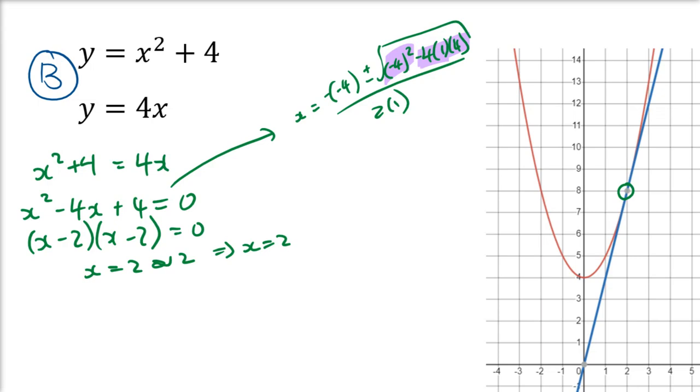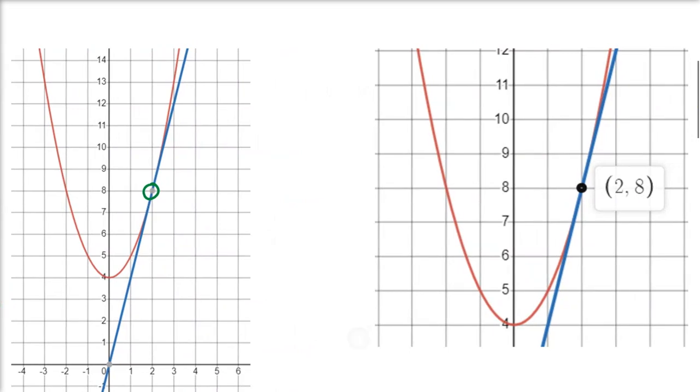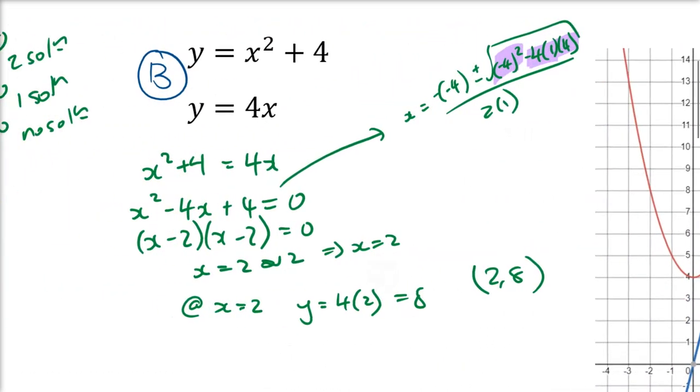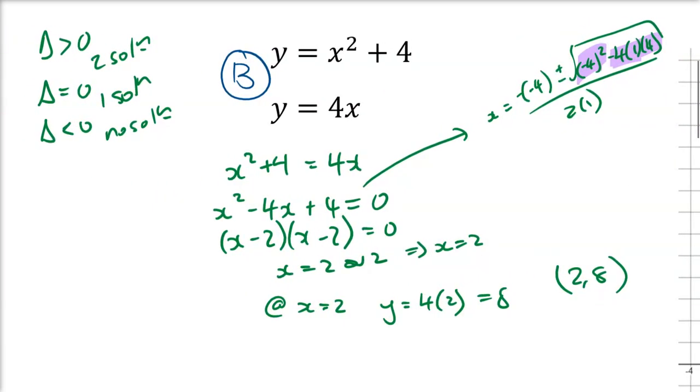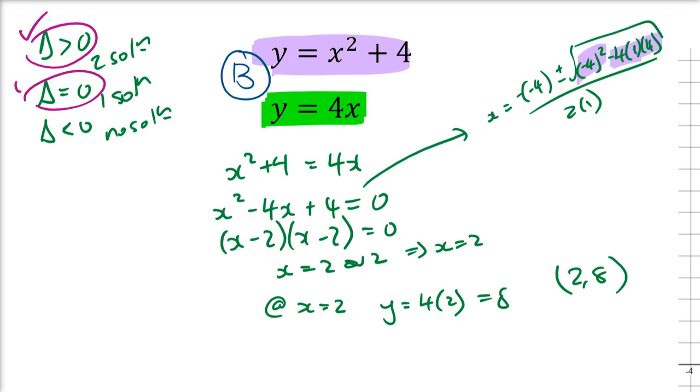Carrying on finishing this algebraically, I could say at x equals 2, y equals 4 lots of 2, which is 8. So that coordinate is 2, 8, which you can see there. I can go over to Desmos and prove that's 2, 8. So this straight line here is actually a tangent to this parabola. It catches it once, which is quite important when you think about a different context that we're going to come up to soon. So we've done that one, we've done that one.